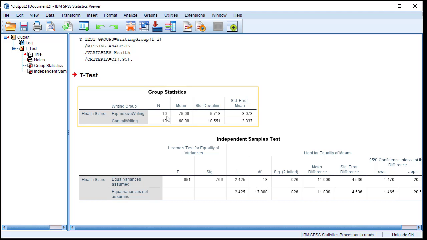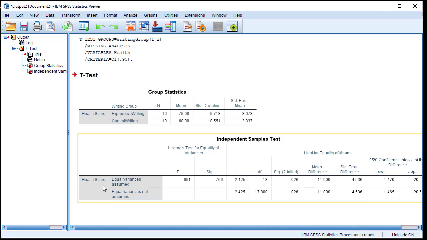So we had 10 people in the expressive writing group that had a mean of 79. So the health scores for the expressive writing group had a mean of 79. The control group had 10 people with a mean of 68. So the control group, who wrote about just everyday things, had a mean health rating of 68. You can see the standard deviations and the standard error of the means for each group.